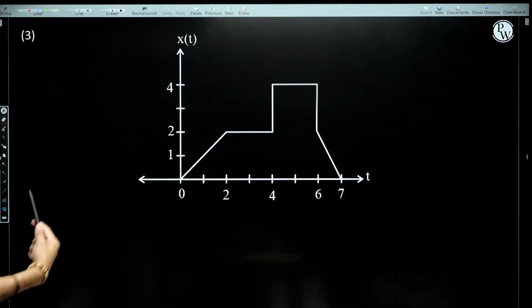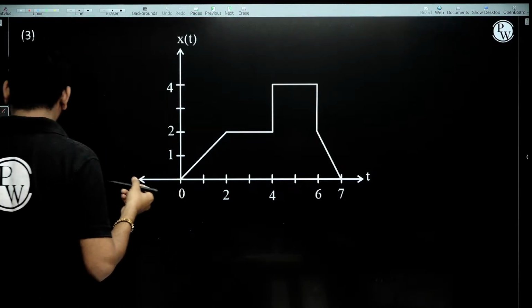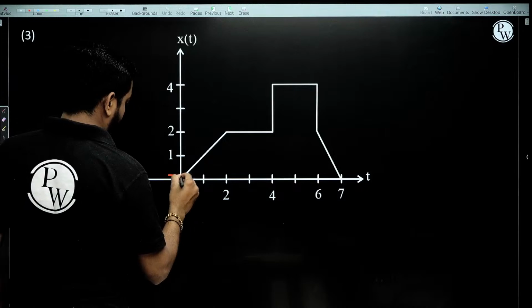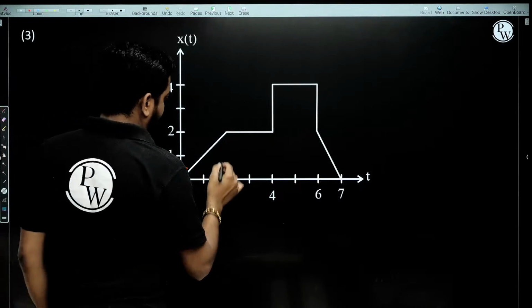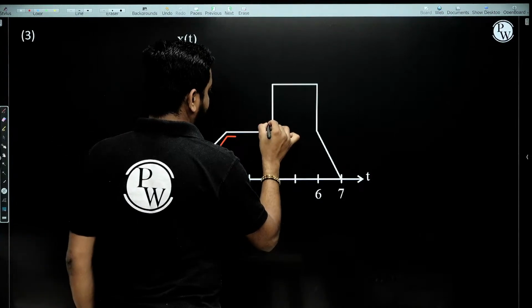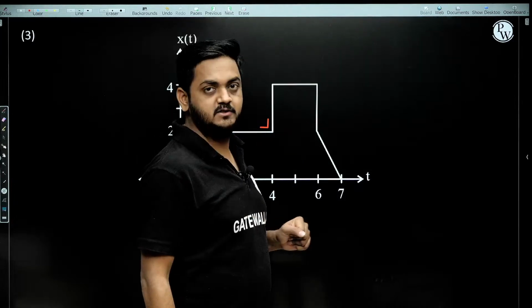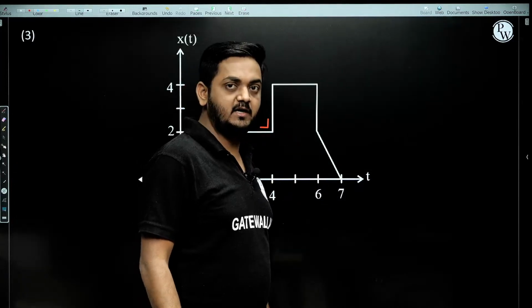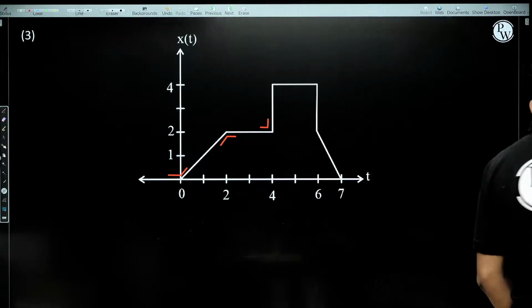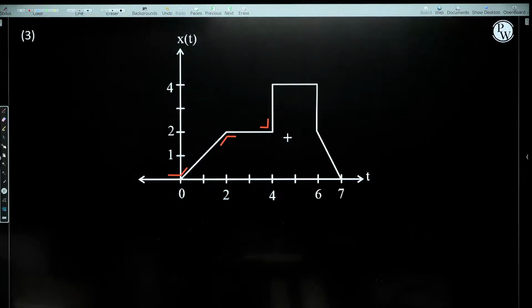Try this question. Now here you can see, guys, again at origin only linear change. At t equal to 2, you can see only linear change like this. At t equal to 4, sudden change in amplitude. Now tell me, at t equal to 6, guys, only linear change, only sudden change, or both? Tell me in the comment box.